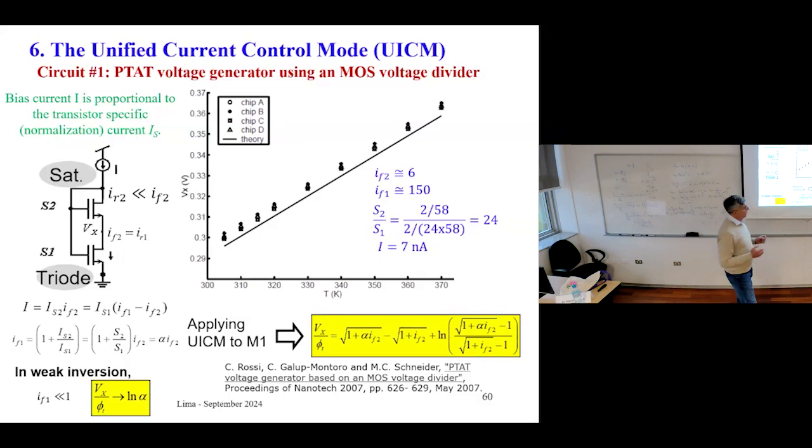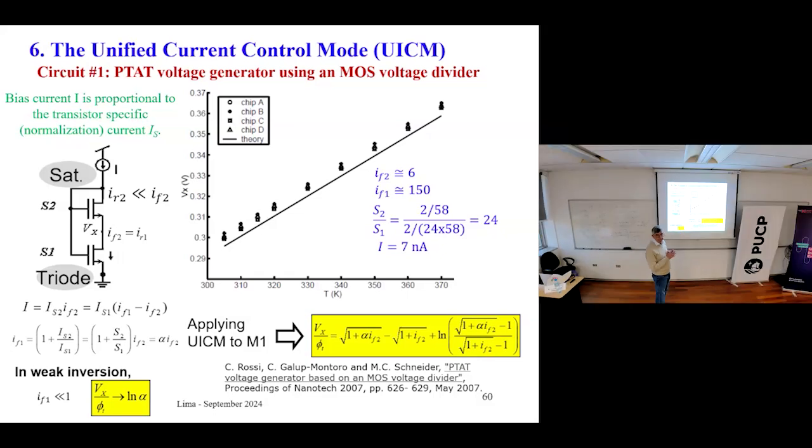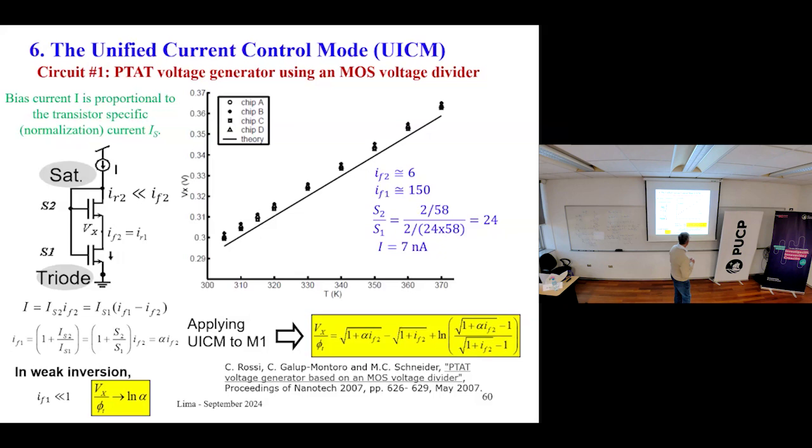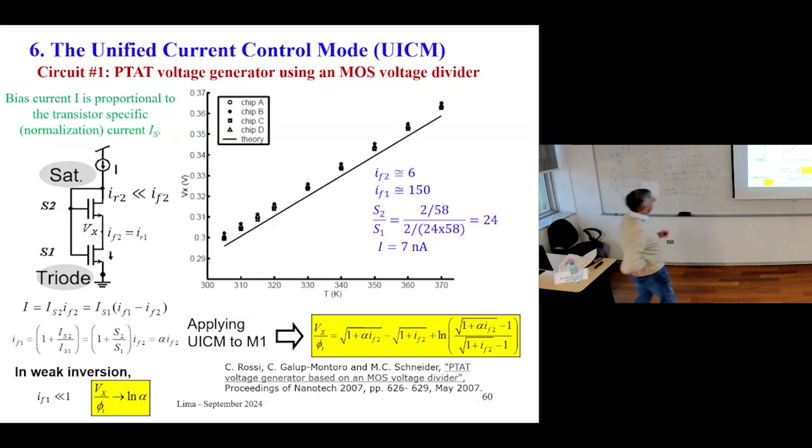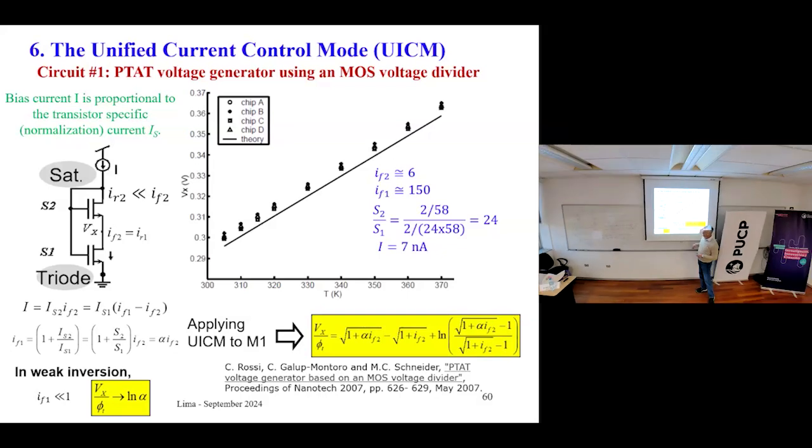And I'm going to use this relationship to show you something very interesting. And look here, this IF2 is simply I divided by IS2. Well, I know I is the current that is injected into the series association of transistors, and IS2 is a technology and device dependent parameter. I know both, so I know the value of IS2. So I know everything here, and therefore I know how Vx relates to phi t.